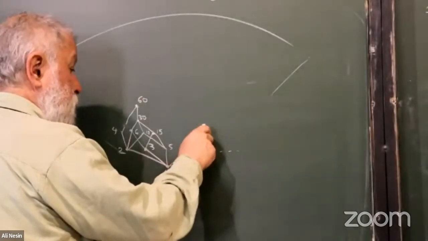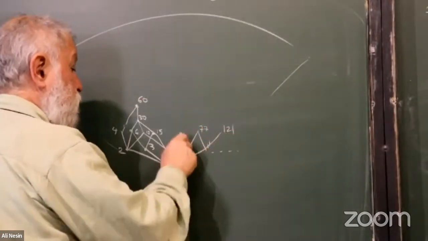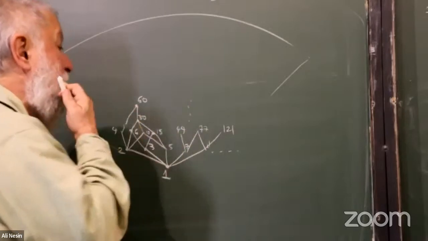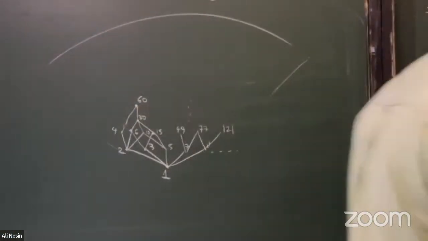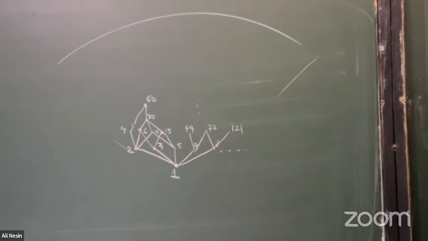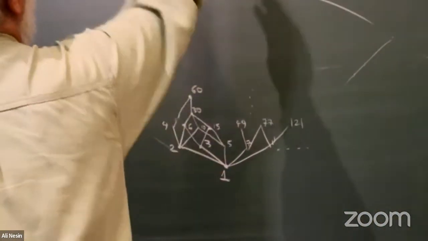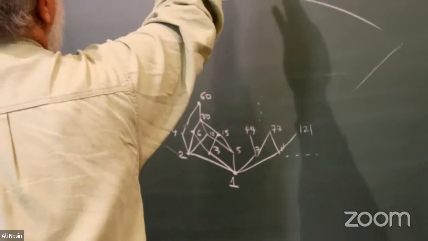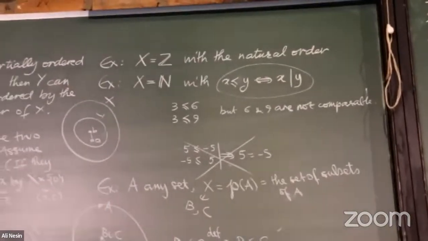So this is okay, it has no end. It's huge, it's infinite, but the relationship is very complicated. Here I have 77, 121, 49, and so on. None of these are total orders except the first example, natural numbers, integers with the natural ordering.